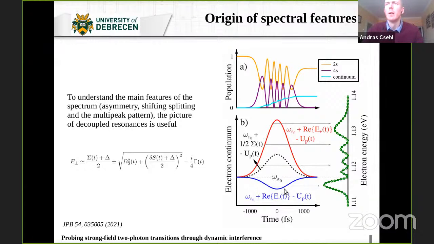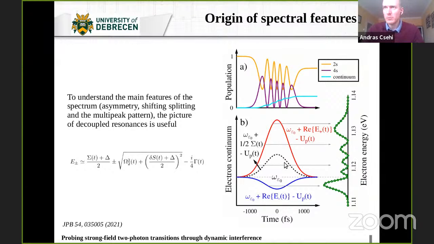As we see, these two energies repel each other as the pulse is switched on, and when the pulse has a maximum, they are farthest apart from each other. So the electrons emitted during the action of the pulse are distributed in a wide energy window, and that leads to the splitting of the spectrum, which is shown here by the green curve. We see that the center of the spectrum is shifted to higher energies because the center line is shifted to higher energies.